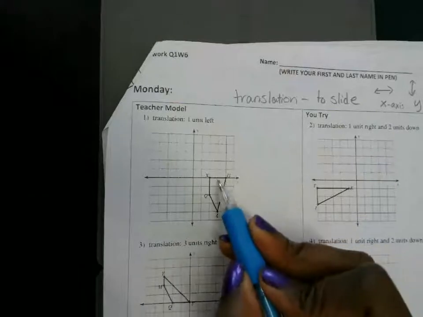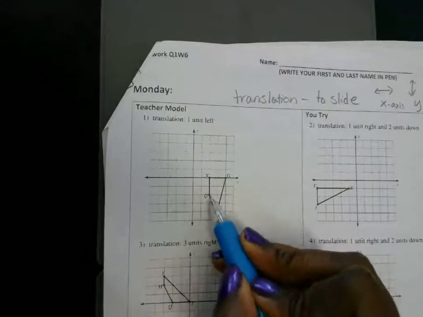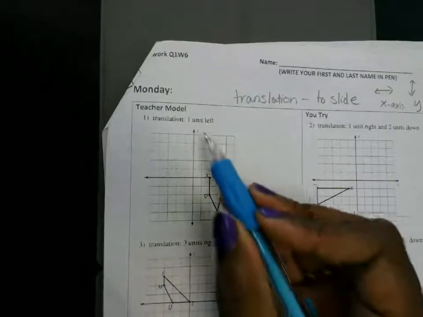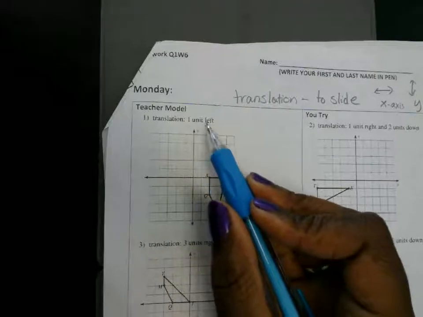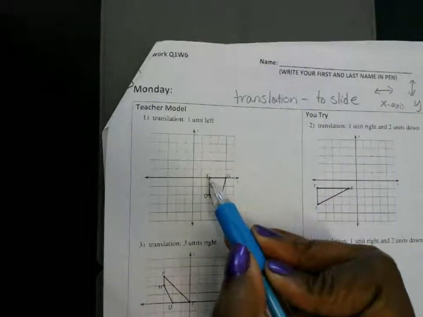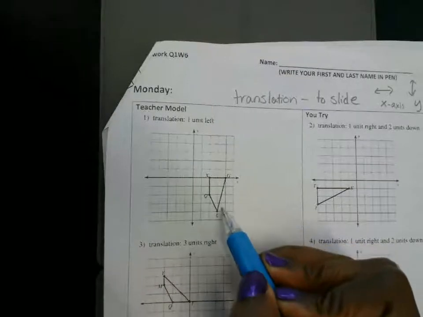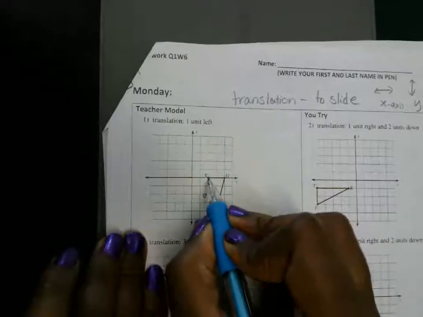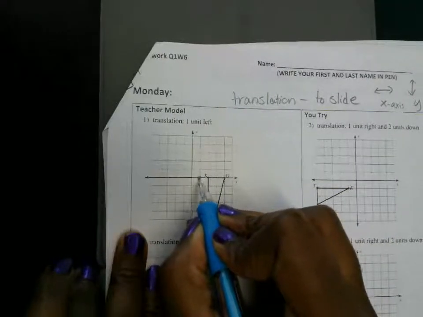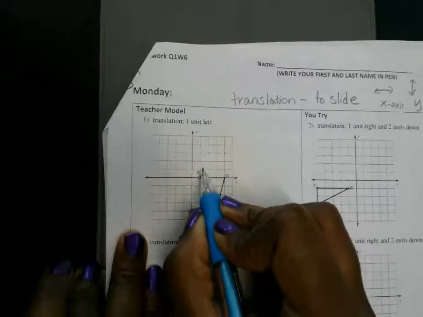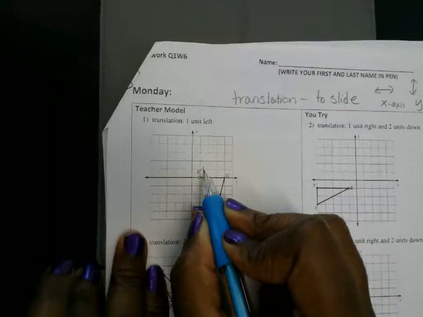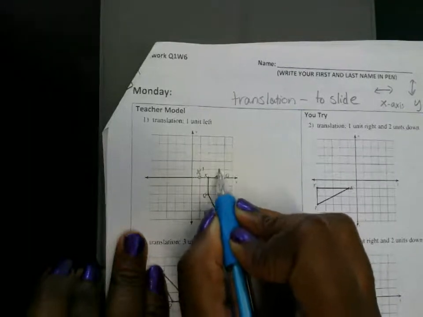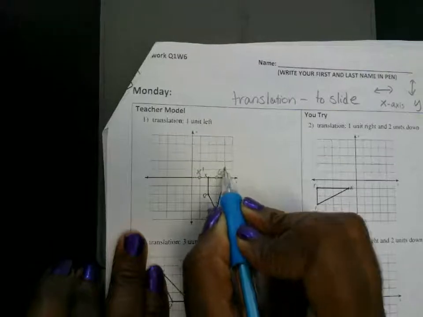So look at this. This is where our pre-image is. This is where the object started. We're going to slide it 1 unit to the left. So you're going to move each of these ordered pairs over 1 unit to the left. Slide X over 1 unit to the left. So this is now going to be X with a tick mark because it's one move. Slide G over 1 unit to the left. So now this is going to be G prime.